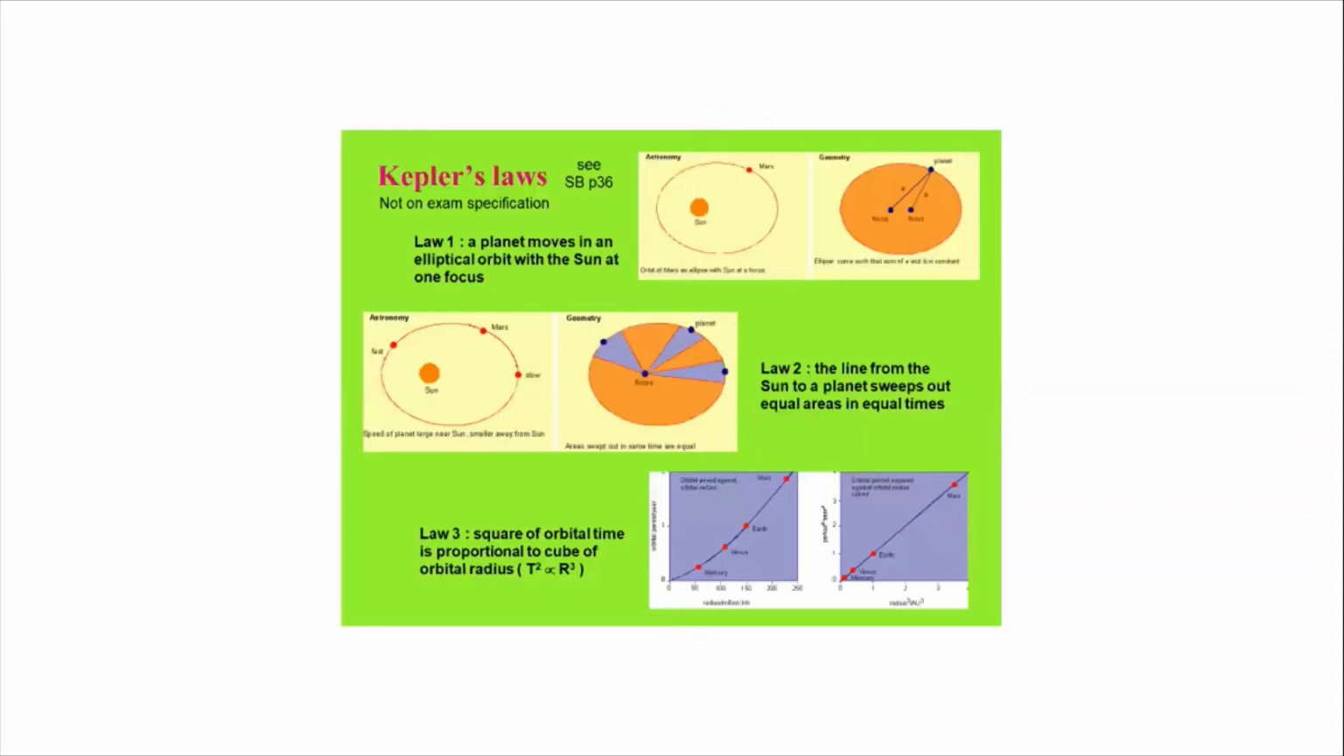Here we have Kepler's laws, but I want to focus on Kepler's third law, which states that T squared is directly proportional to R cubed. Or, if we put it as an equation, T squared equals k times R cubed. T is the period of orbit of a planet around the sun. R is the average radius of orbit of a planet around the sun. And k, in the case of an equation, would be a constant.